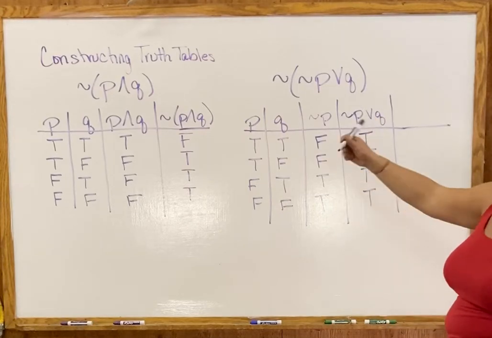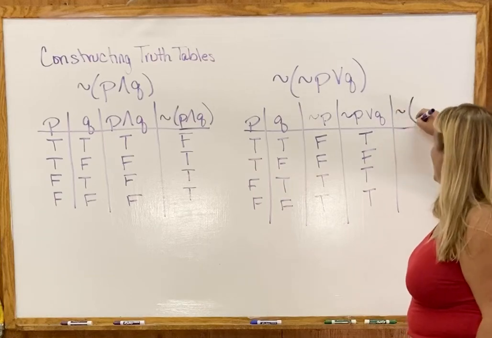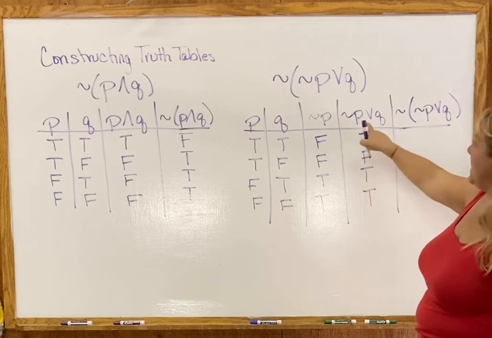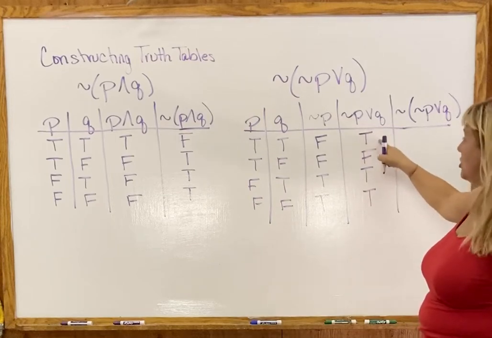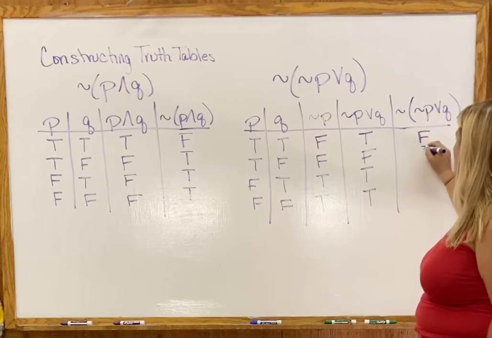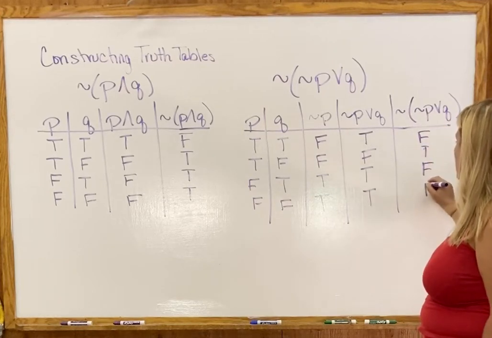And then last but not least, we'll do the not on the outside of the parentheses, which is going to take everything from this column and just flippity flop it, right? So this is going to be false, true, false, false.